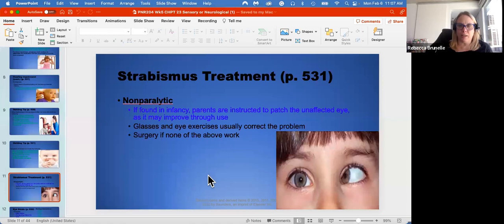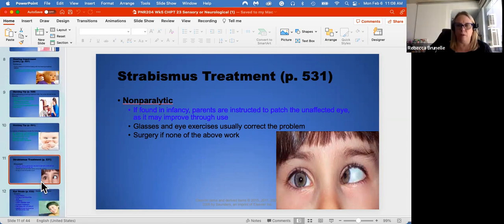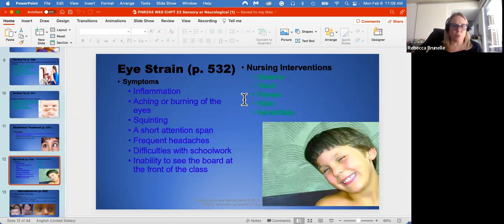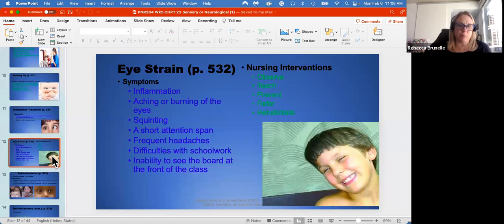So this is another slide on strabismus. They can end up having surgery. They usually start with the patch, and then they can also do eye exercises and glasses that have prisms in them that help bring the cross eye into alignment. So kids can also have eye strain, they can have vision problems, and sometimes if kids aren't doing well in school, or if they have a short attention span, you need to be thinking about vision and hearing and getting them screened. And sometimes if you correct that, then they'll do better in school.